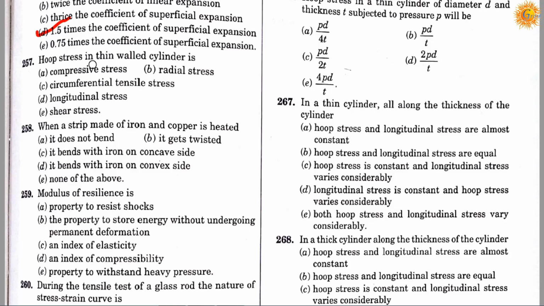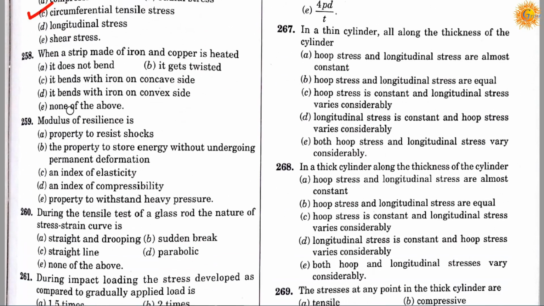Hoop stress in thin walled cylinder is: option A, compressive stress; option B, radial stress; option C, circumferential tensile stress; option D, longitudinal stress; and option E, shear stress. Correct answer is C. It will be circumferential tensile stress.